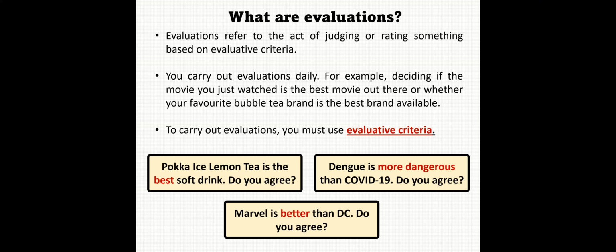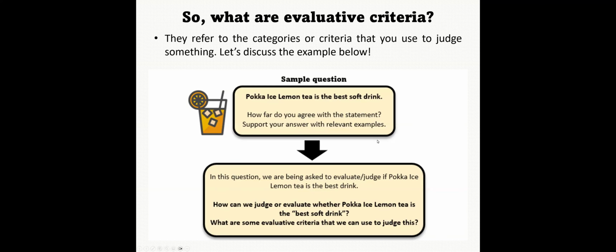Next one is this. Marvel is better than DC. Do you agree? All right. For my Marvel fans out there, I agree with you. Marvel is better. And how do you judge? Maybe I can say that Marvel makes better movies. Marvel superheroes are cooler. That is how I judge and agree or disagree with this statement. All right. Okay. So let's try and do a bit of evaluation here using an everyday example. Let's say your friend says, Pokka Ice Lemon Tea is the best soft drink.